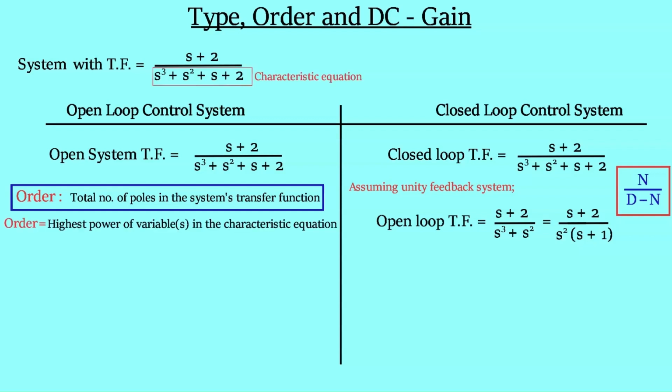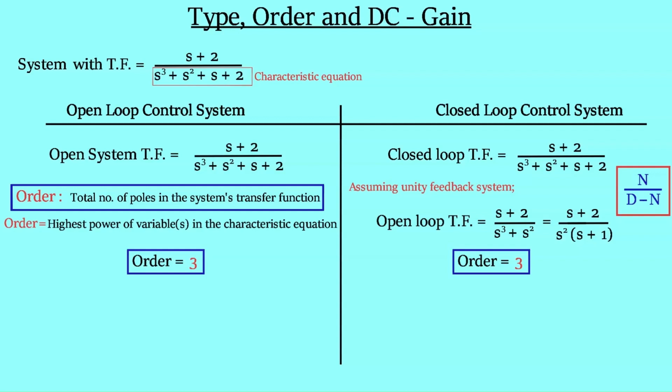Order is defined as the total number of poles in the system's transfer function, and we can find the order by simply checking the highest power of the Laplace variable s in the characteristic equation. The denominator in the system's transfer function is referred as the characteristic equation of the system. Since the transfer function in both the cases is the same, therefore the order is 3 in both the cases.